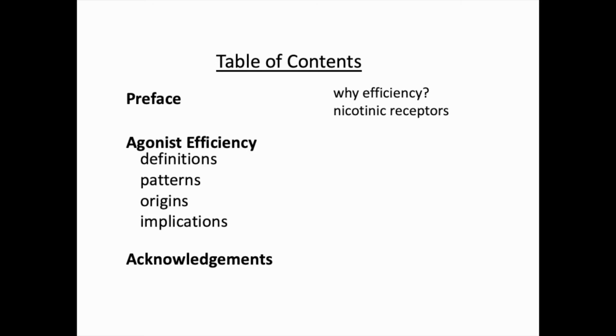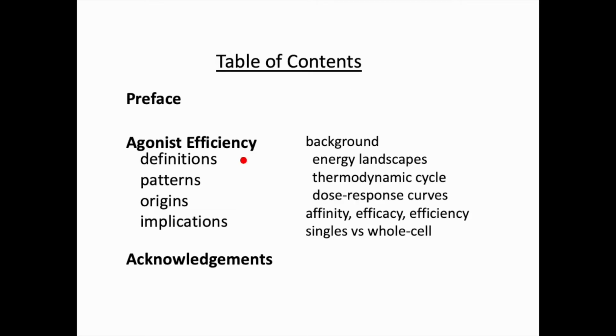That section is divided into 4 chapters. The first chapter gives definitions, and I'll start with some background before I give the definitions of affinity, efficacy, and efficiency in terms of binding energies. And I'll briefly consider the difference between single channel and whole cell current measurements.